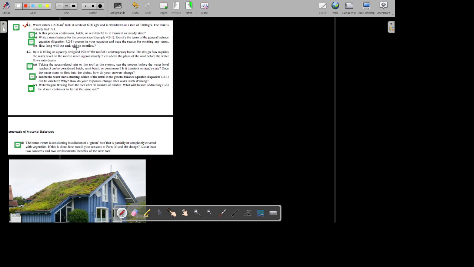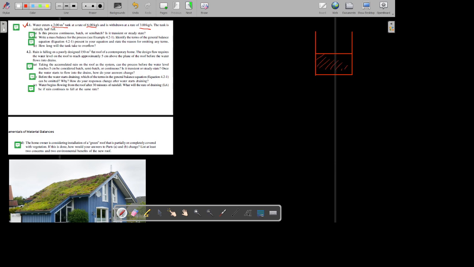Water enters a 2-meter cube tank at a rate of 3 kg per second and is withdrawn at a rate of 3 kg per second. The tank is initially half full. Okay, let me think about the process. If you have a tank, draw it. So let's suppose this is our tank and initially it is half filled. It is stated in the question. So let's say it is half filled with water.